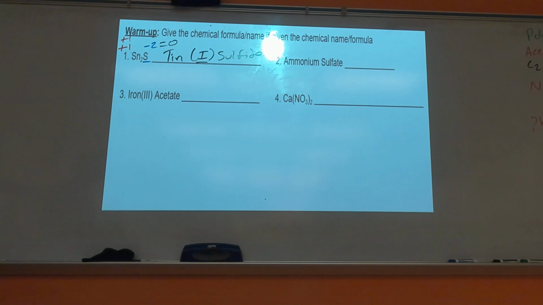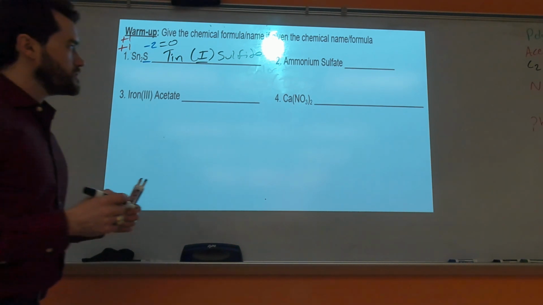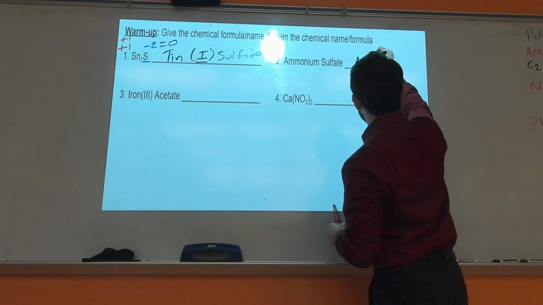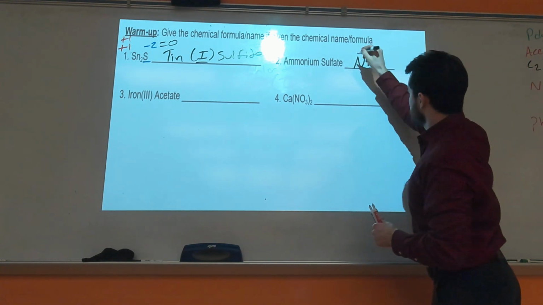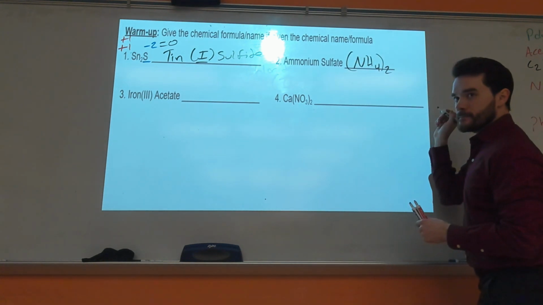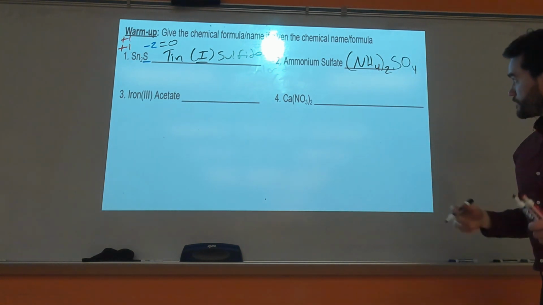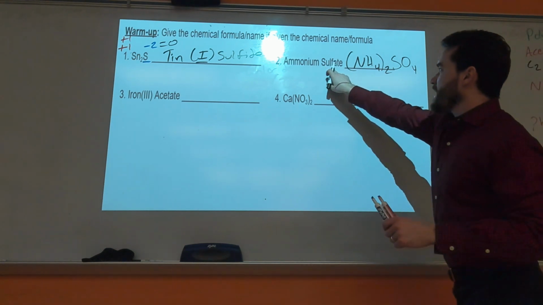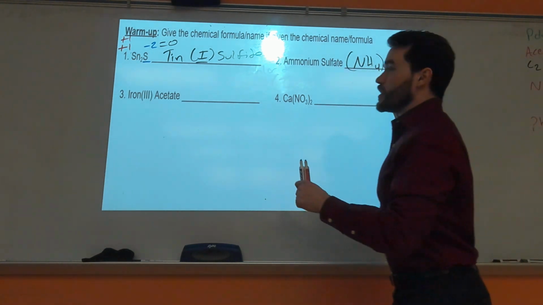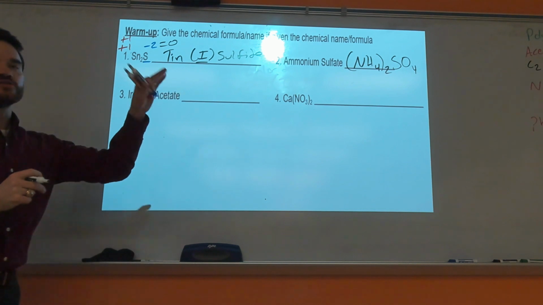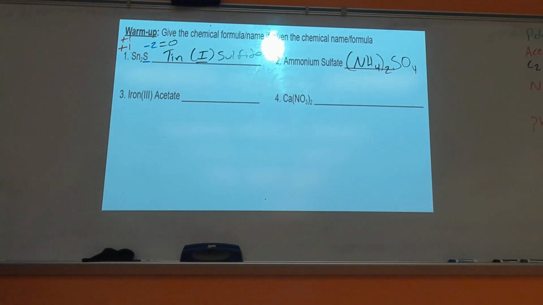All right, jumping to number 2, ammonium sulfate. Who thinks they got that one? Yeah, go ahead. It's NH4 for the ammonium, subscript 2, and then SO4 because it's sulfate with an ate. Perfect. Oh, well, they gave us that, yeah, but anyways, that's how you'd write it out. (NH4)2SO4, good.